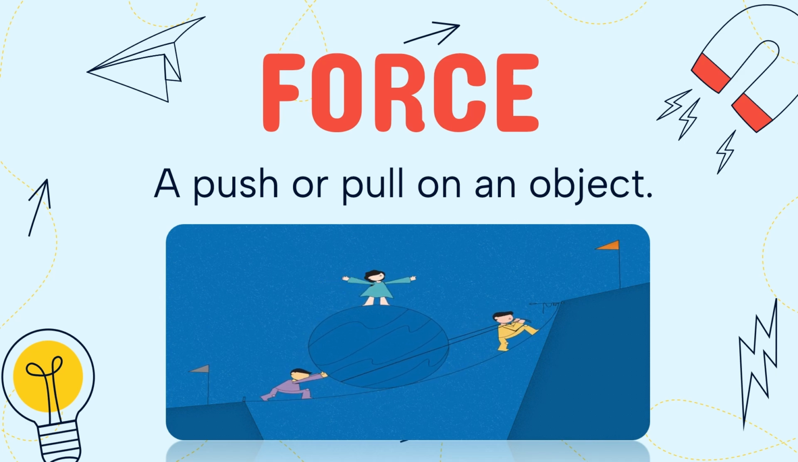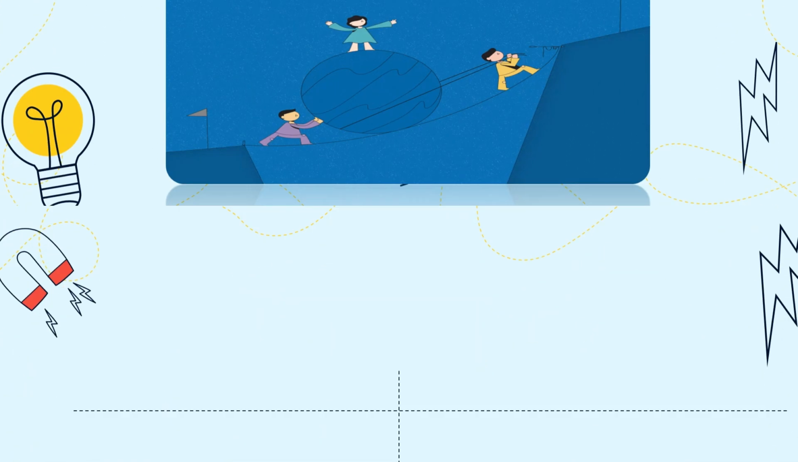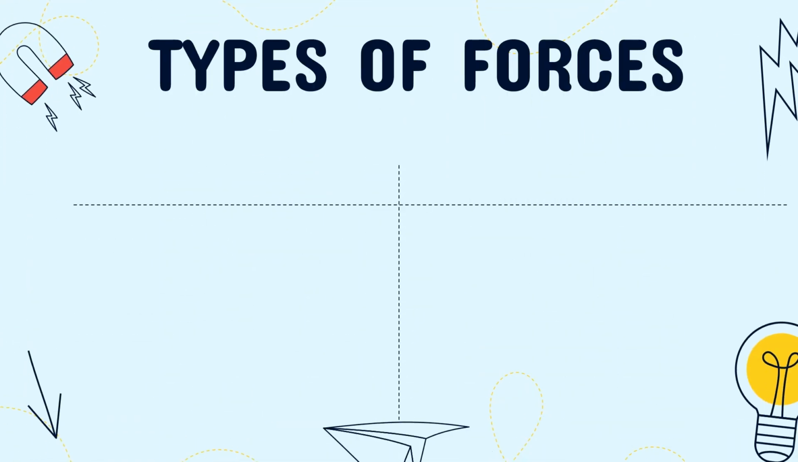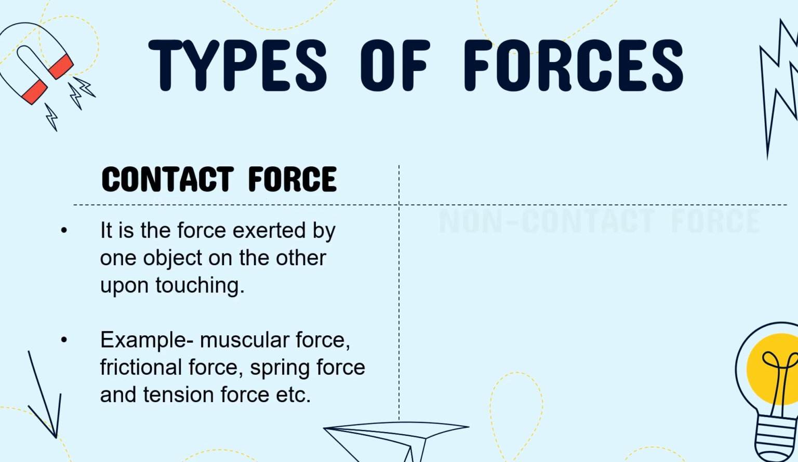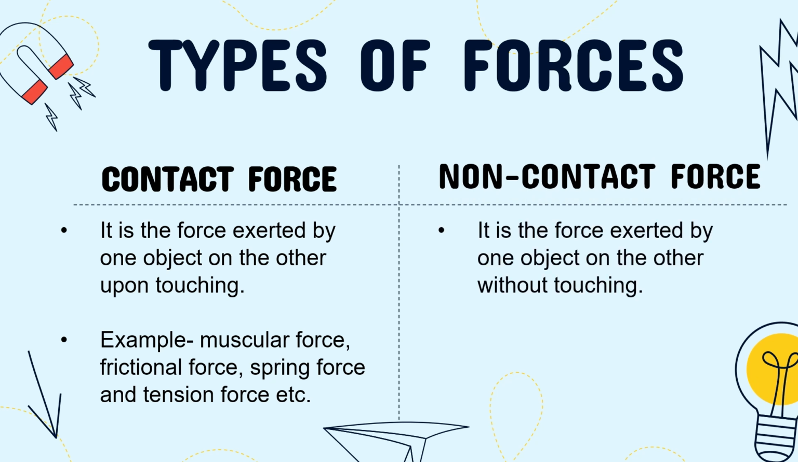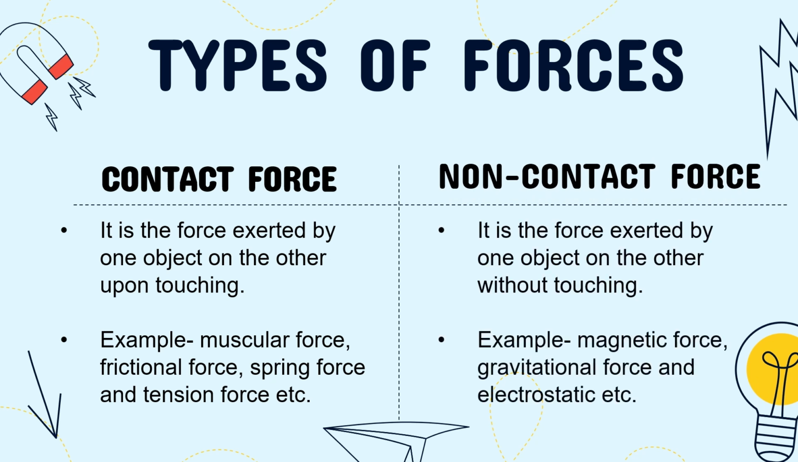Can you see the figure then? One person is pushing the rock, the other person is pulling the rock. So what do you understand by this? The force is being exerted. Based on the interactions between the objects, force can be of two types, contact force and non-contact force.